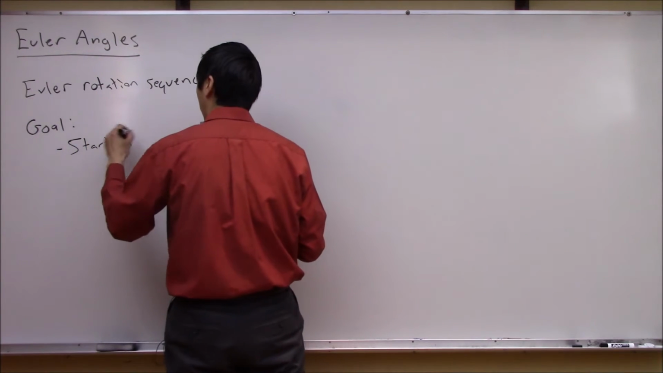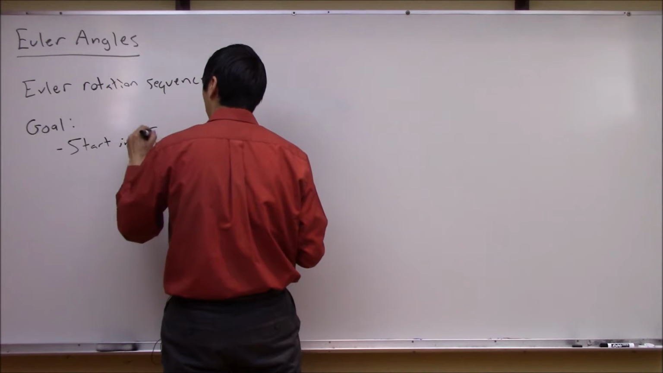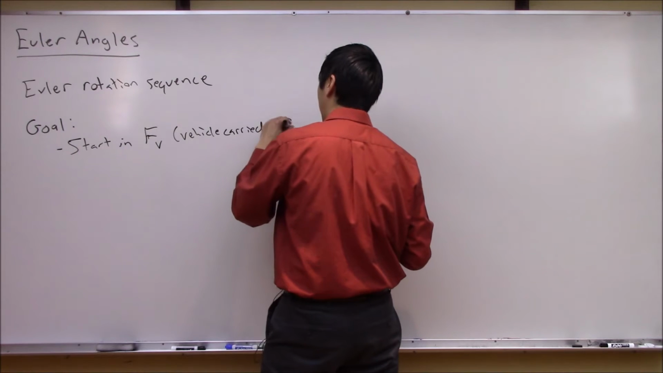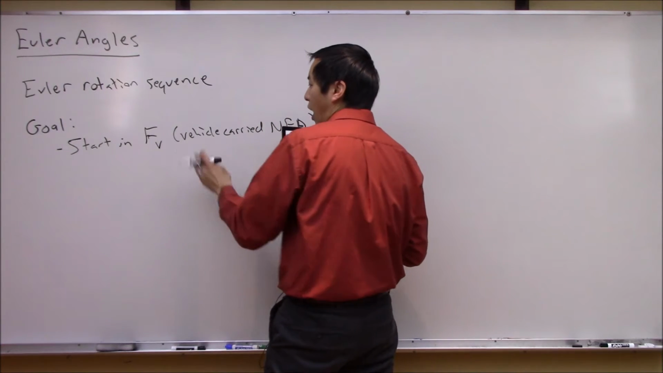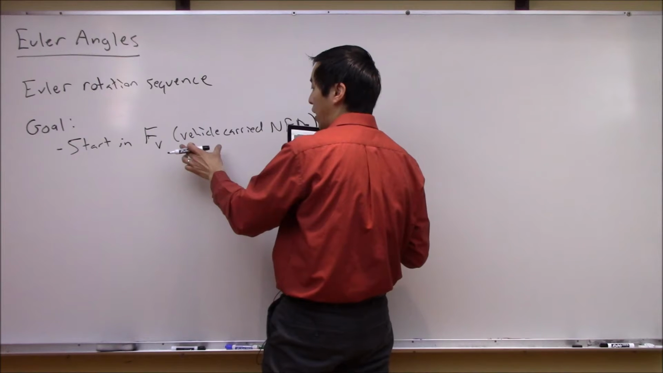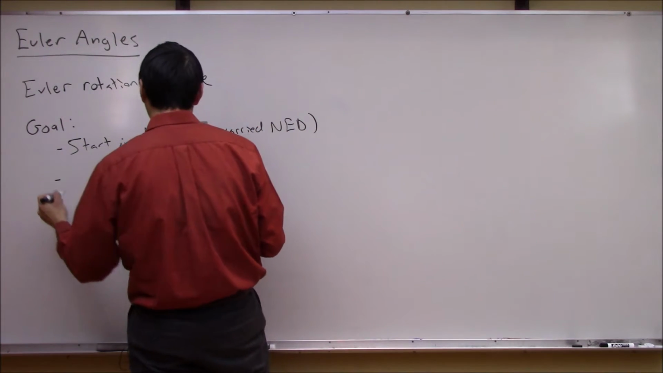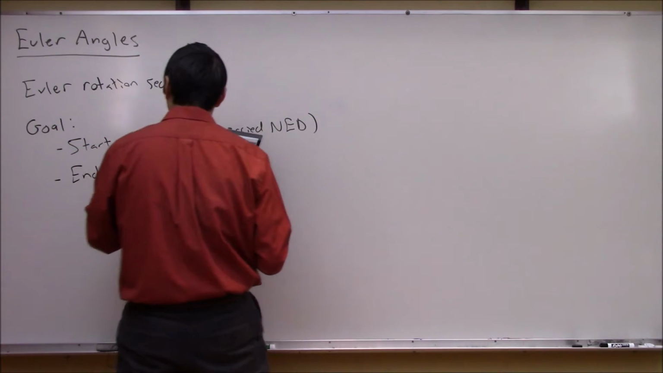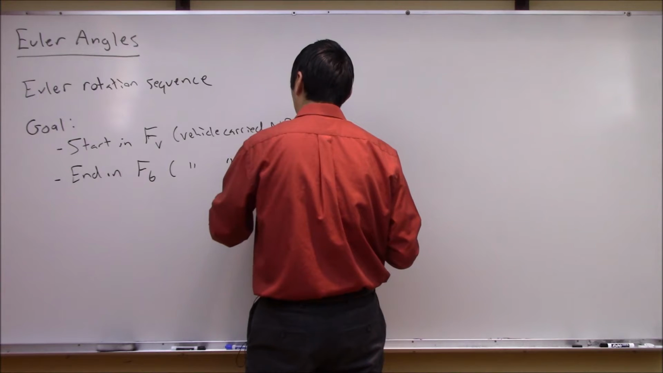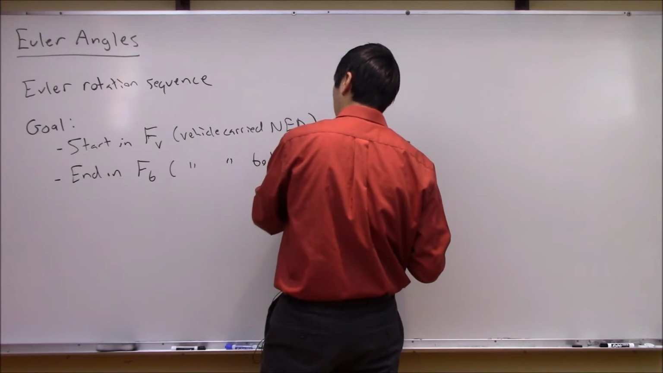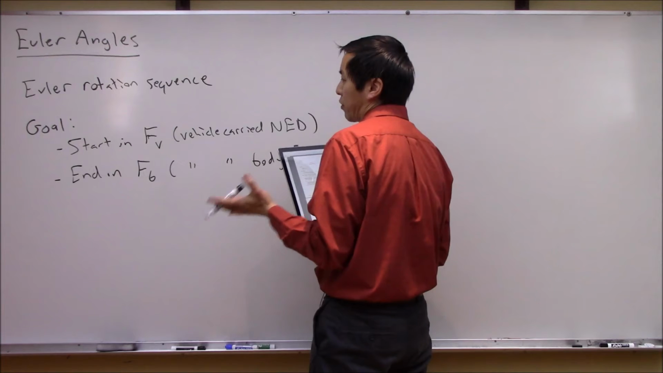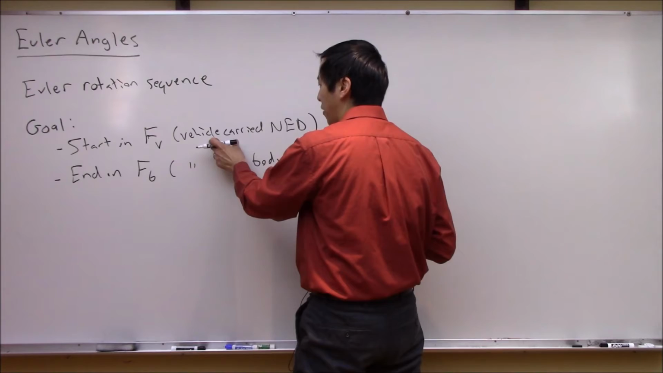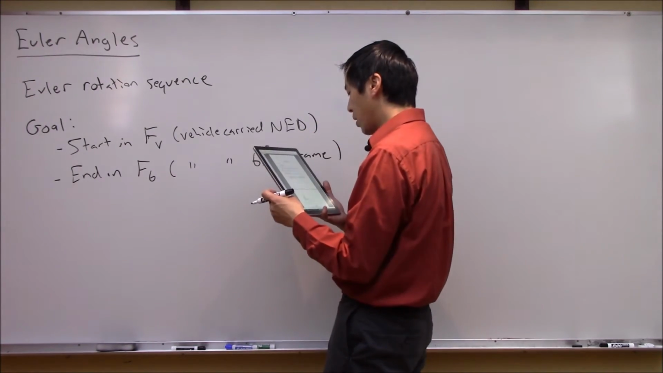in some reference frame. We're going to call this FV here, FV for the vehicle-carried north-east-down frame, the one that we were just talking about. I want to be able to start in the vehicle-carried north-east-down frame and end in FB, which was the vehicle-carried body frame. That's the whole goal of the Euler angles in this Euler rotation sequence: to develop a rotation matrix that is going to take a vector expressed in FV and make it expressed in FB.